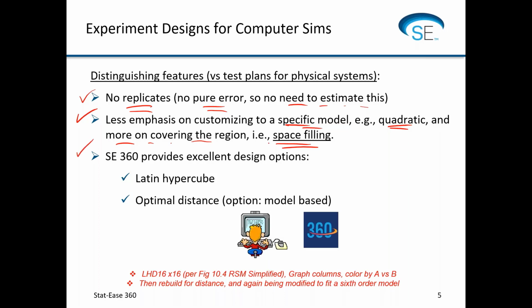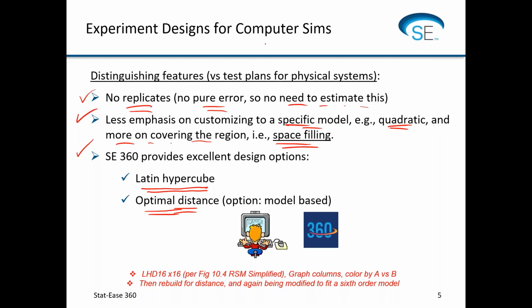StatEase 360 then provides some excellent options for space filling. One of them has been around for a long time, and a very popular design for space filling is called the Latin hypercube. And I'll give you a demonstration of that. Another one that is really useful, that is especially important and unique to programs like Design-Expert and now 360, are these optimal distance type tools, and we've refined these options for 360 specifically for the computer sims.